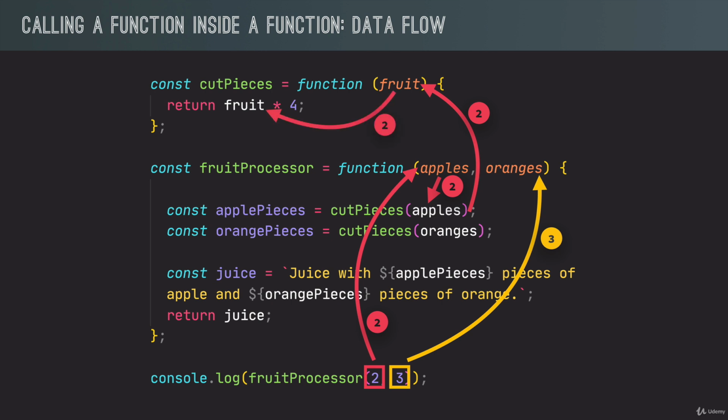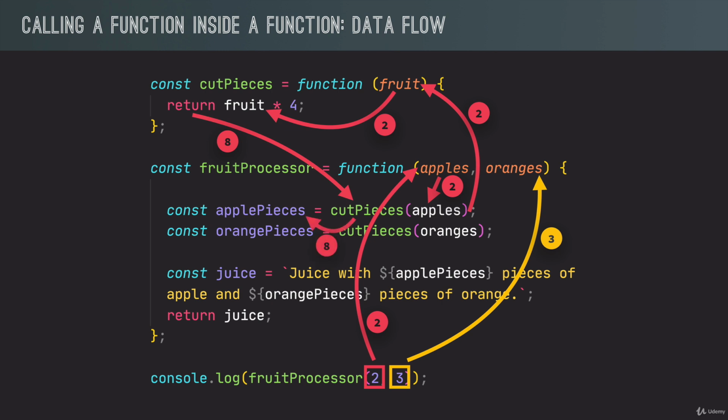Then inside this function, of course, the fruit is then also 2, which will get multiplied by 4. And so the result here is going to be 8. And so the result of calling this cutFruitPieces function with apples will be 8.